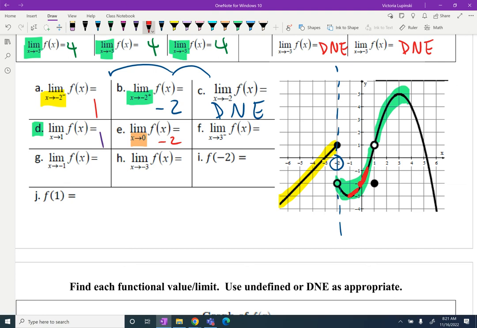Then you're approaching 3, but you're only approaching 3 from the left side. So if you're only approaching 3 from the left side, here's 3, and here's the left side approach. As you're getting closer and closer to x equals 3 from that orange piece, what y value are you approaching? 5.